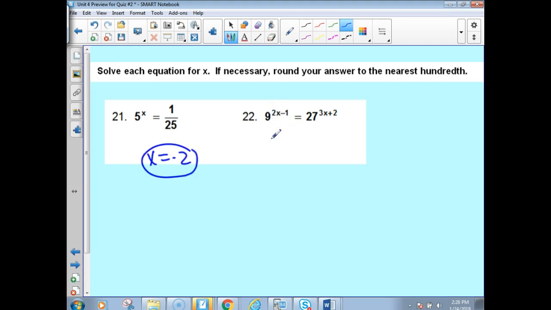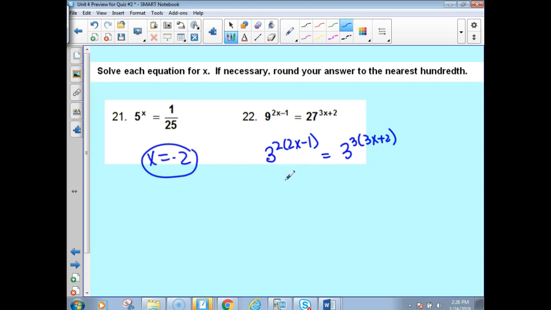These I'd rewrite in base 3. 9 is 3 to the second. This can be solved by taking the log of both sides, but that was yesterday's lesson, so I'm not going to go there. So this would be 3 to the third to the 3x plus 2.